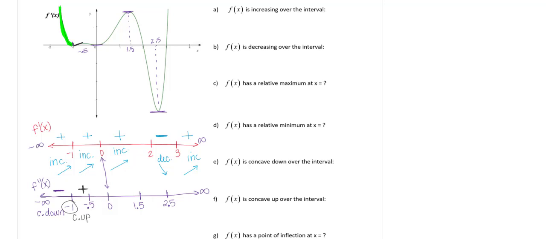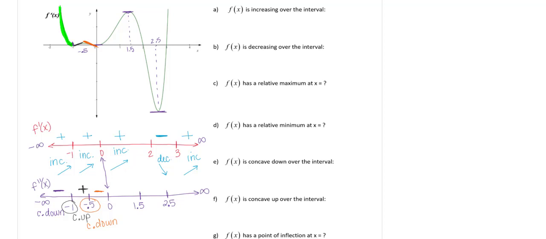Now from negative half to 0 in this next section, I can see, and I'm exaggerating it a little bit, but I have negative sloping tangent lines, which means my original function would be concave down, because negative second derivative means concave down. So I do change concavity at negative half, so I'll circle that.